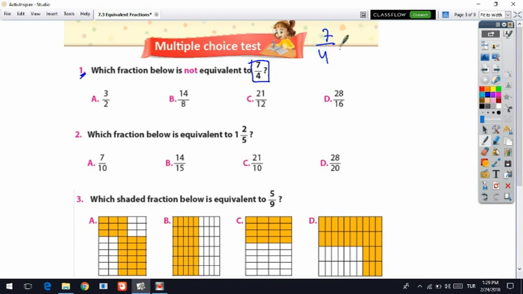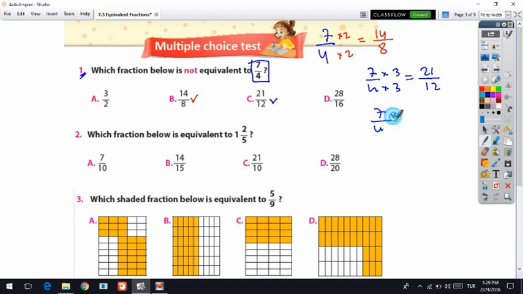If you multiply the numerator and denominator, you can find the equivalent fractions. Now let's multiply by 2: 7 times 2 is 14, 4 times 2 is 8. 14 over 8. Is there any? Yes, 14 over 8 is equivalent to 7 over 4. What about next? 7 over 4 times 3: 7 times 3 is 21, 4 times 3 is 12. Is there any 21 over 12? Yes.